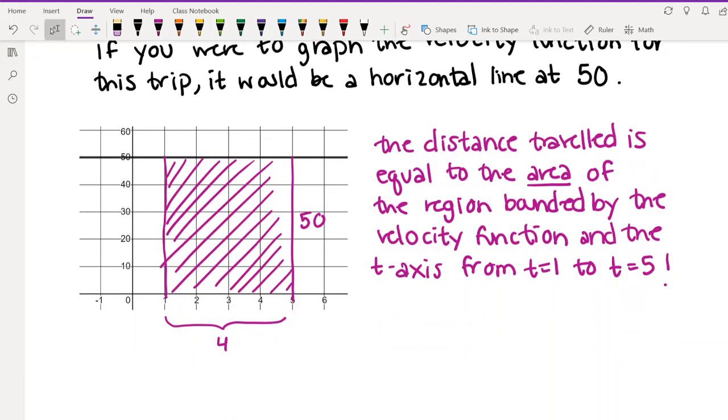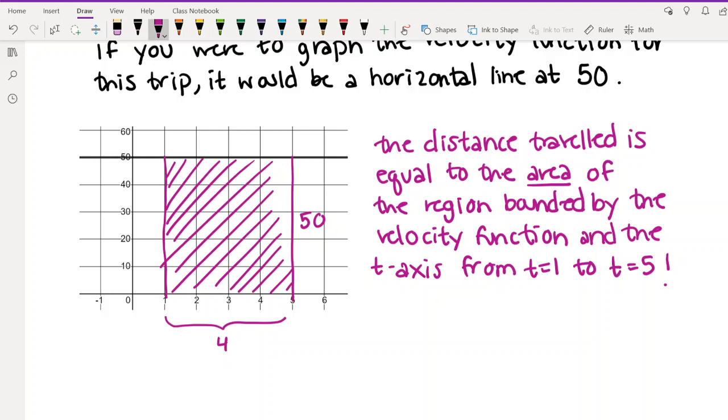So basically, because velocity times time is equal to distance, it just kind of works out that if you look at the horizontal distance, that gives you the time, right? And then the vertical distance here gives you the velocity. And if you multiply those two things together, you get distance. And so this is a general fact that we'll see in this class, and it will come up more in detail later. But basically, if we look at the area bounded by a velocity function, the area bounded by the velocity function gives you the distance traveled.